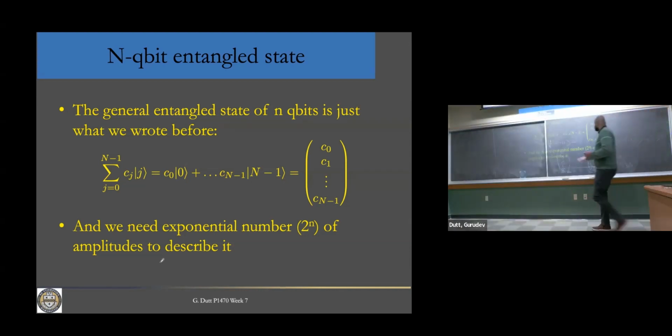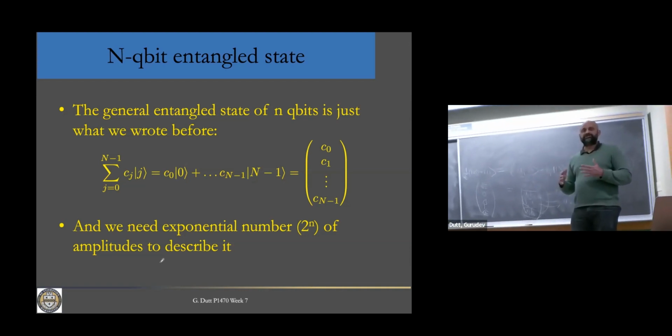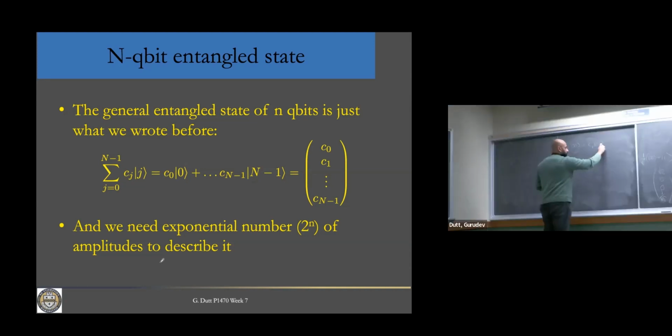This state here, 0, 0 plus 1, 1, is one of 4 possible states in the 2-qubit space which are called maximally entangled states. Why are they called maximally entangled? So go back to our earlier discussion. Let's say we had a state C0 times 0, 0 plus C1 times 0, 1 plus and so on. Let's just take the 2-qubit case for now.